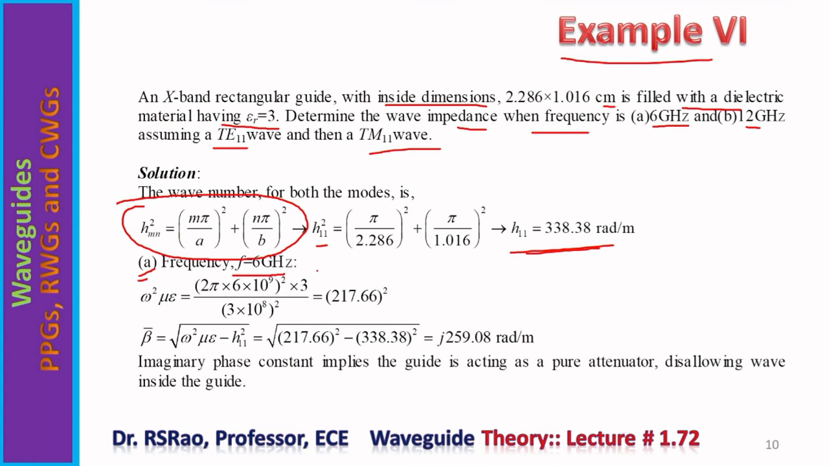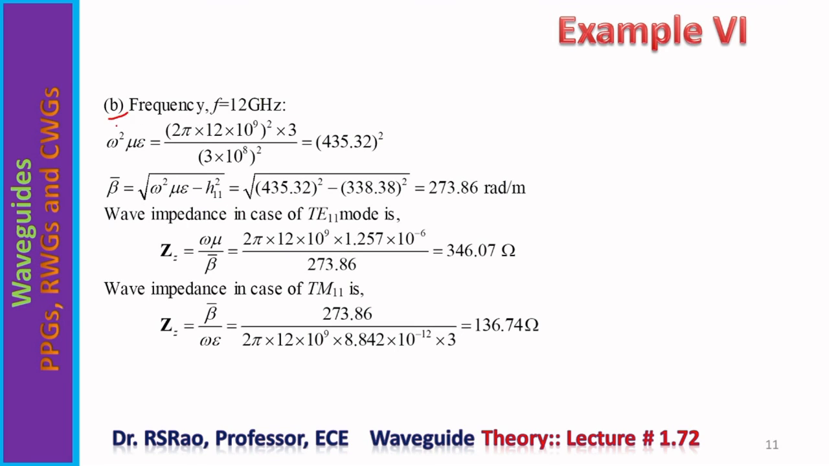With this value on hand, let us move to A. In this case, frequency is 6 GHz. Omega square mu epsilon: omega is available, mu is dielectric, so mu equal to mu naught, epsilon equal to 3 epsilon naught. Substituting given data, it results in 217.66 whole square. Now beta bar is the square root of omega square mu epsilon minus h11 whole square. Substitution results in j 259.01 radians per meter. Imaginary phase shift constant implies the guide is acting as a pure attenuator. No wave motion.